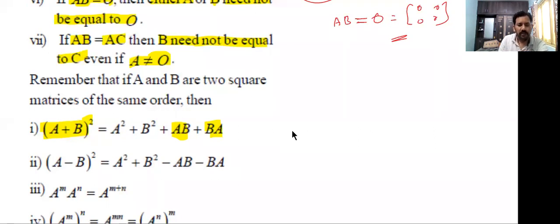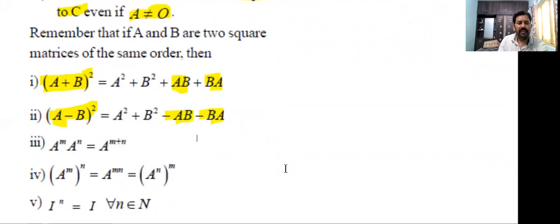The (A plus B) whole square formula is A square plus B square plus AB plus BA. Same for (A minus B) whole square: A square plus B square minus AB minus BA. Don't write minus 2AB. Here, A power M into A power N is equal to A power M plus N.